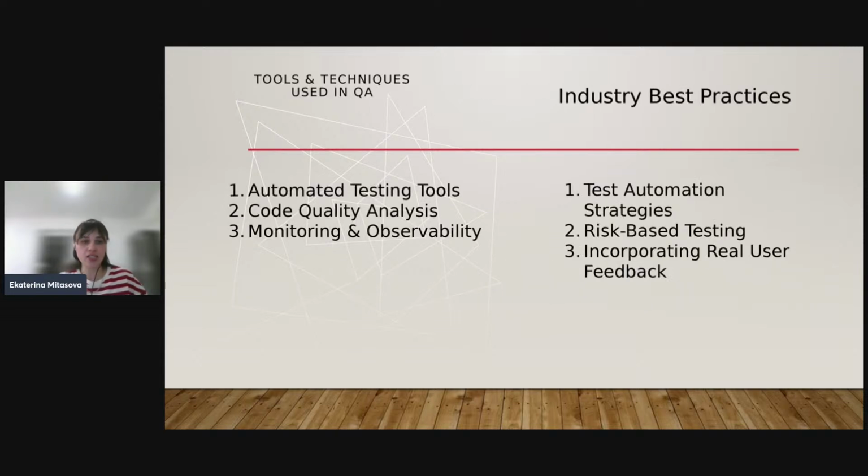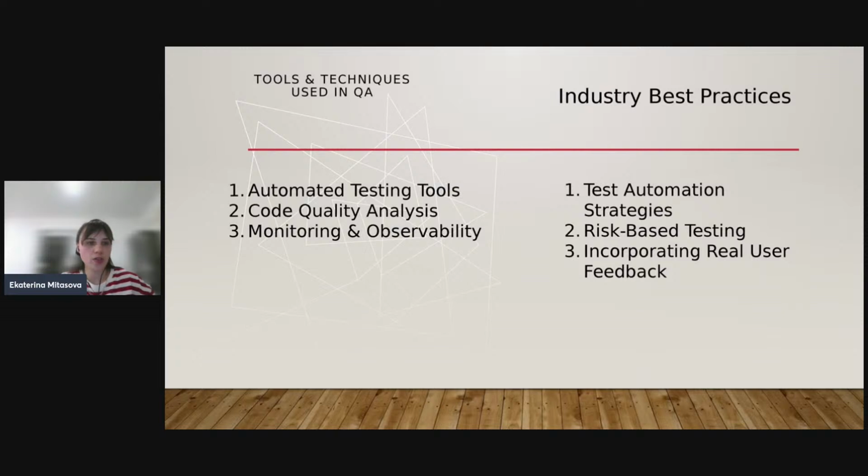Some tools and techniques we have in QA. First of all, we use automated testing tools, such as Selenium, for example. It's an open source tool for web application testing. It supports multiple programming languages like Java and Python. In these languages, you can create test scripts. Also, Selenium allows testing across different browsers like Chrome and Firefox. It also allows testing on different platforms.